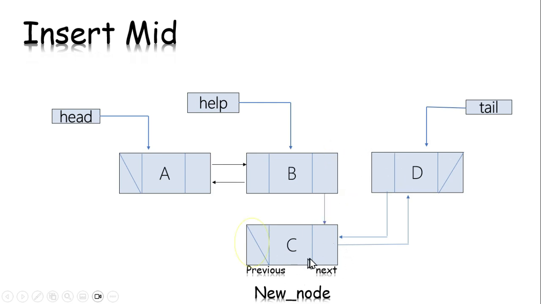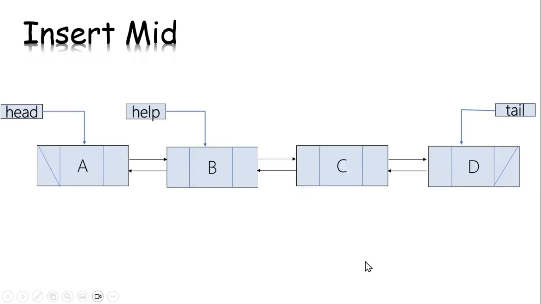And now we pay attention to the previous pointer belonging to C. Tell it to point to the help like this. So this is our new doubly linked list. And if we organize it, it will look like this. Let's see the Java implementation.